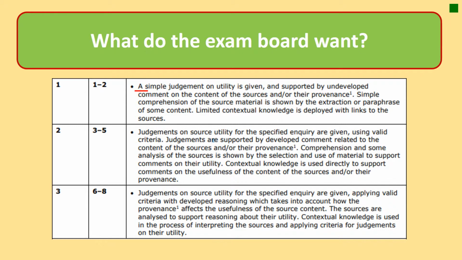So, what does the exam board want? Well, to score anything, you have to make a judgment about how useful the sources are. Take each one in turn. You're not combining them and you're not comparing them. Write one paragraph about how useful source B is and another one about how useful source C is. You're not comparing, you're not saying which is more useful. There's none of that required. Now, you need to give a judgment.